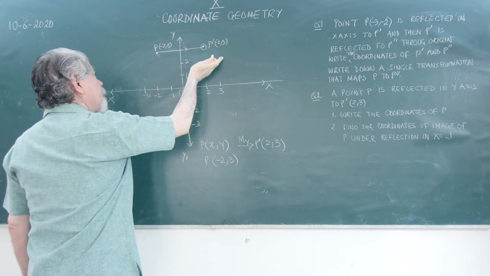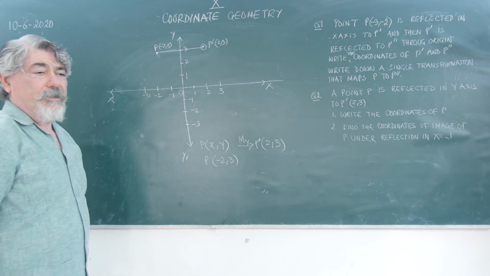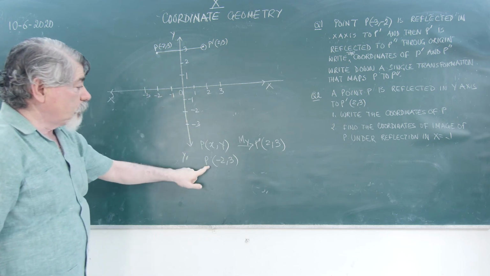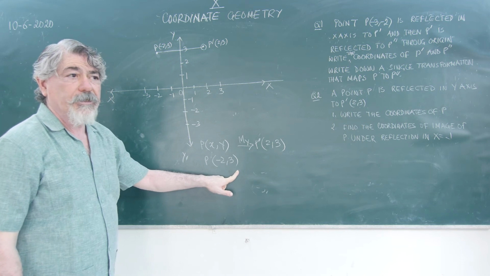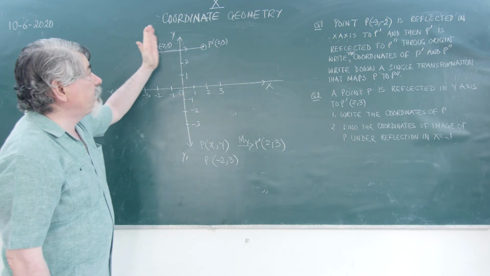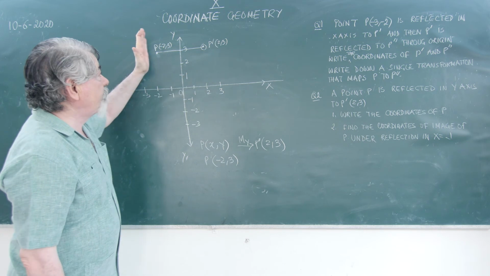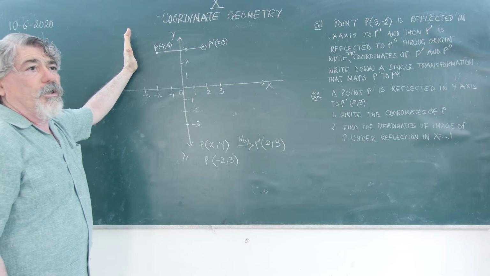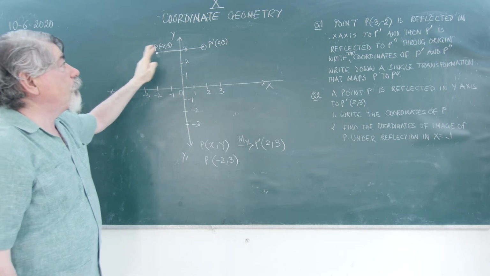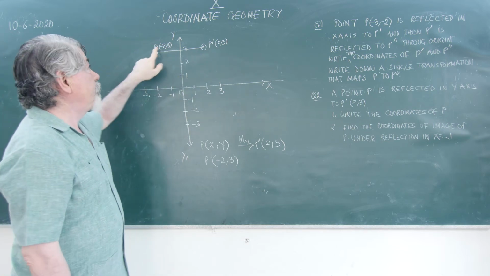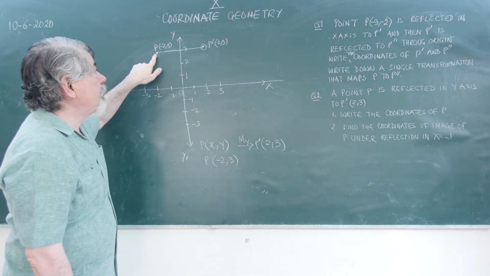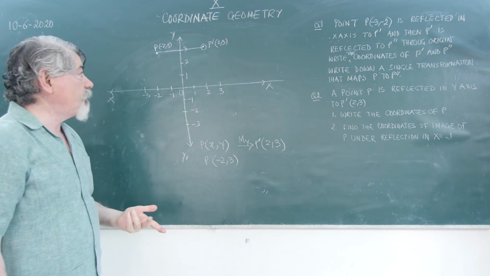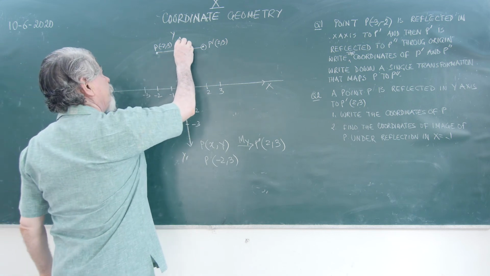You reflect this point in y-axis, what will you get? (-2, 3). So the coordinates of P are (-2, 3). It is one and the same thing. Whether P is reflected in y-axis to P dash, or P dash is reflected in y-axis to P, both are reflections of each other. P dash is the reflection of P, and P is the reflection of P dash. This M will be the midpoint.